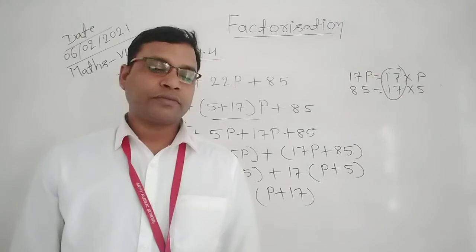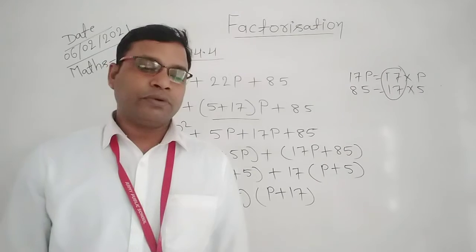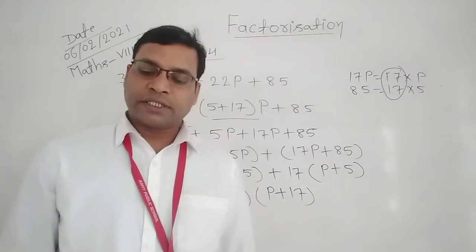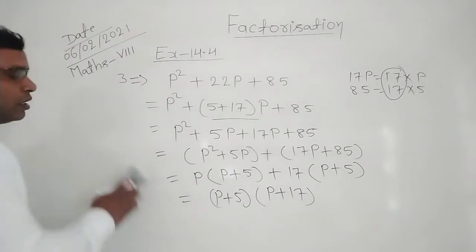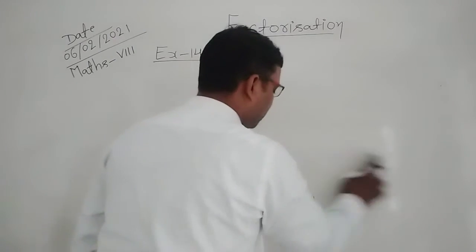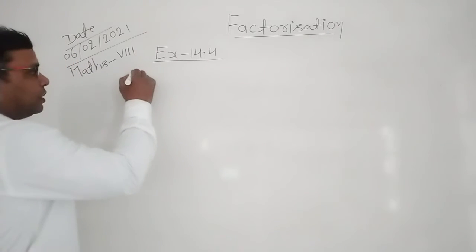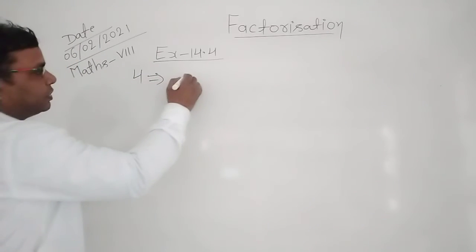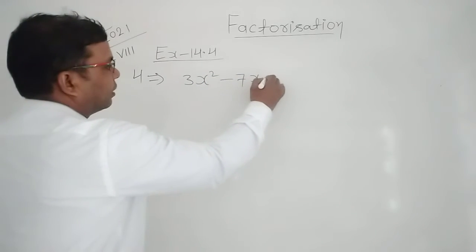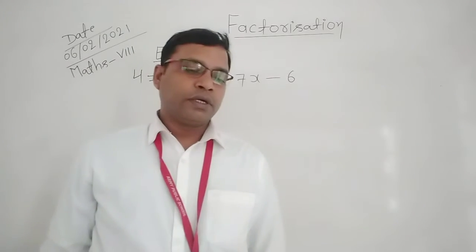Now we are going to discuss the next question. Question number 4 is 3x square minus 7x minus 6. Let's see how to solve question number 4. This is the question number 4. We need to find.